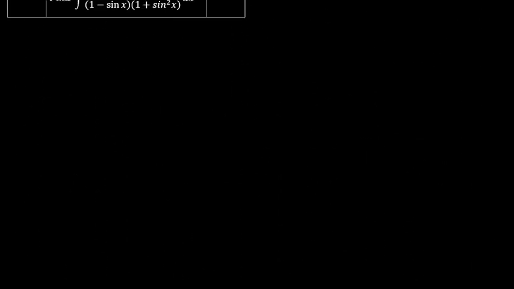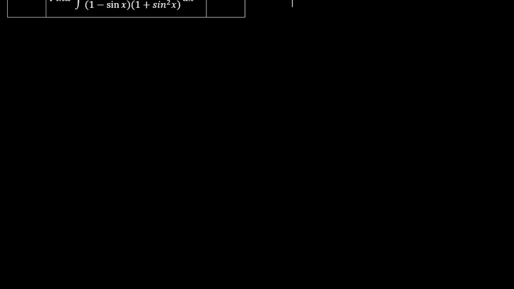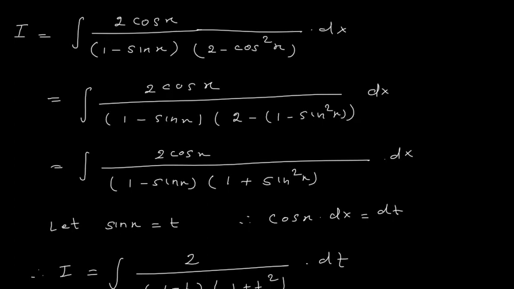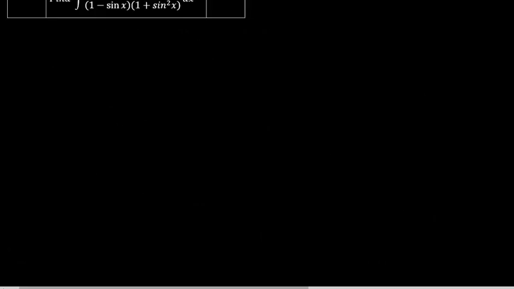Problem number 5 and problem number 6. 2 cos x upon 1 minus sin x upon 2 minus cos square x. Here 2 cos x upon 1 minus, the same question I have written. No, this is a different question, but you can solve it, as when we simplified this 2 minus cos square, we got 1 plus sin square. So the next question is given from here. So easily you can solve this 6th question. We are not doing this 6th question. It is for you to solve. Now let us move to the 7th question.